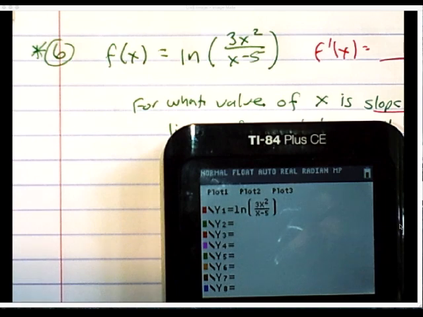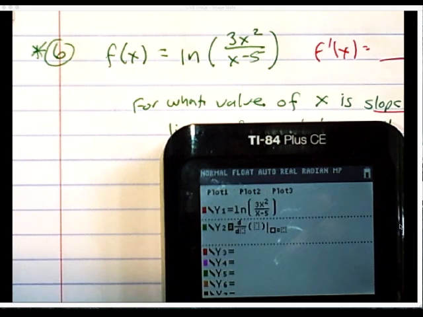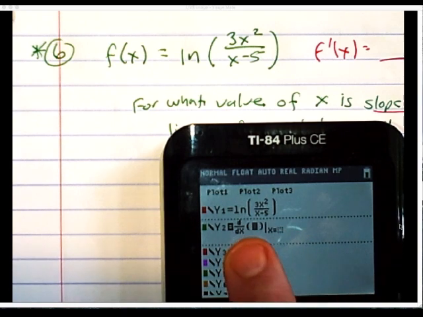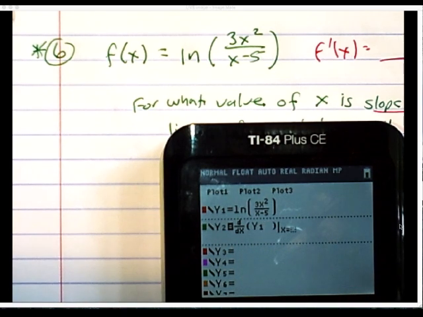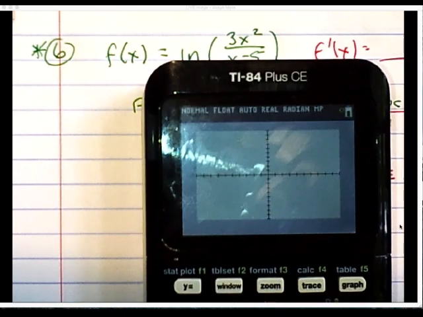So if I hit math and go down to option 8, which says numerical derivative, that's what I want a graph of. So I'm going to tell the calculator, take the derivative of what's in y1 and evaluate it for all x values. And I'm just going to zoom standard this. So this graph, what's going to come up in green here, is going to be the derivative graph. Not the original, but the derivative graph.